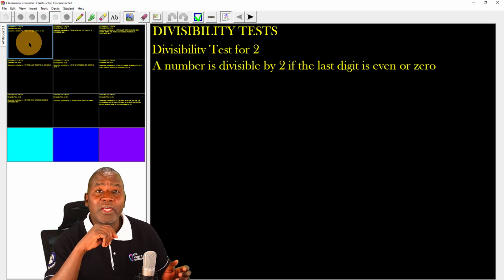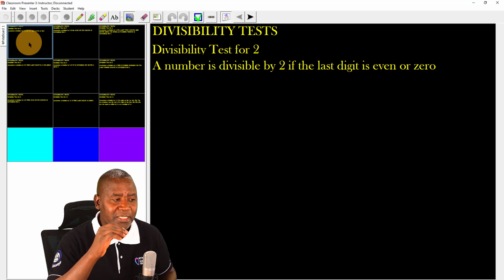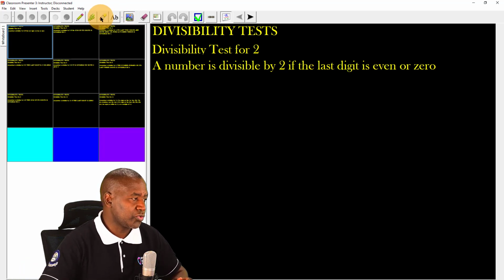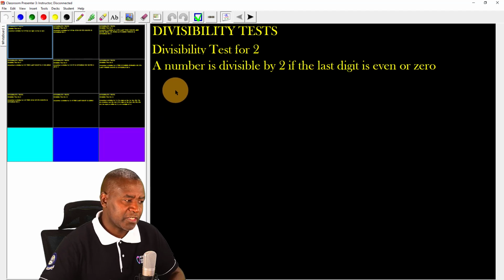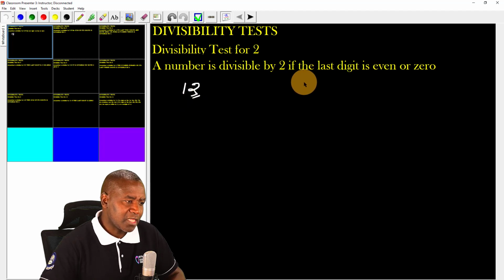Now, we have already looked at this. A number is divisible by 2 if the last digit is even or 0. Let me just go through it because this forms part of the learning. For example, I'm simply going to use 12. We want to know whether this number is divisible by 2 or not. We just need to look at the last digit here. This last digit. We ask ourselves, is that digit even or is it 0?